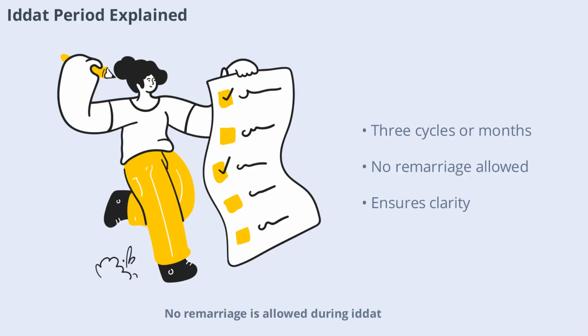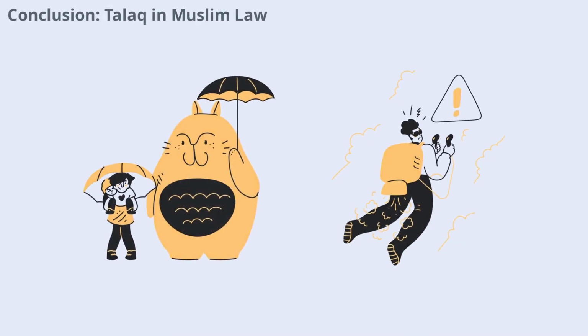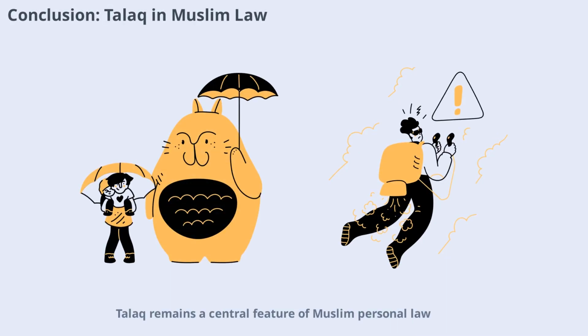No remarriage is allowed during iddat, ensuring clarity regarding paternity and allowing time for reconciliation. Talaq remains a central feature of Muslim personal law, providing a structured process for dissolving marriage. Modern reforms, such as the ban on instant triple talaq, aim to ensure gender justice and protect women's rights, while traditional forms continue to offer safeguards and opportunities for reconciliation.